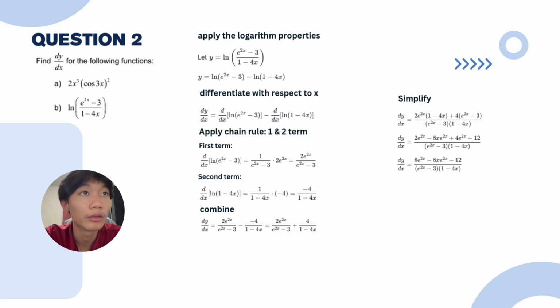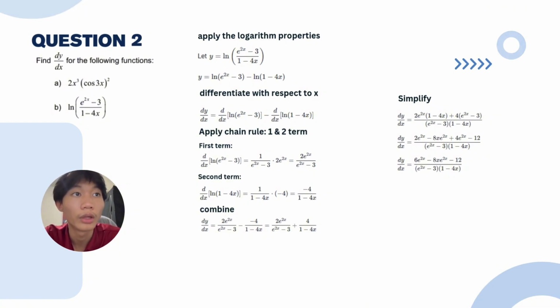dy over dx equals 2e squared x times (1 minus 4x) plus 4 times (e squared x minus 3) over (e squared x minus 3)(1 minus 4x). The final answer is dy over dx equals 6e squared x minus 8xe squared x minus 12 over (e squared x minus 3)(1 minus 4x).